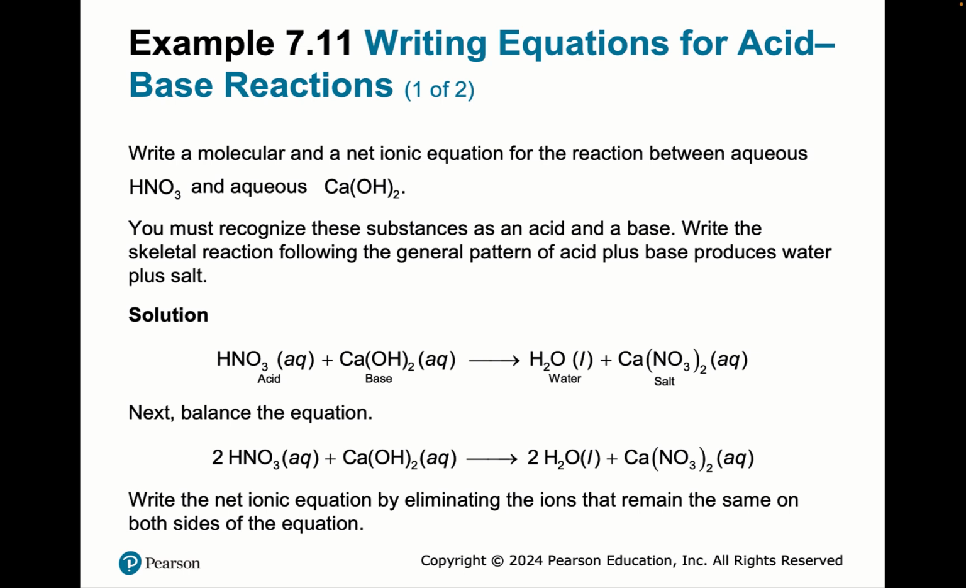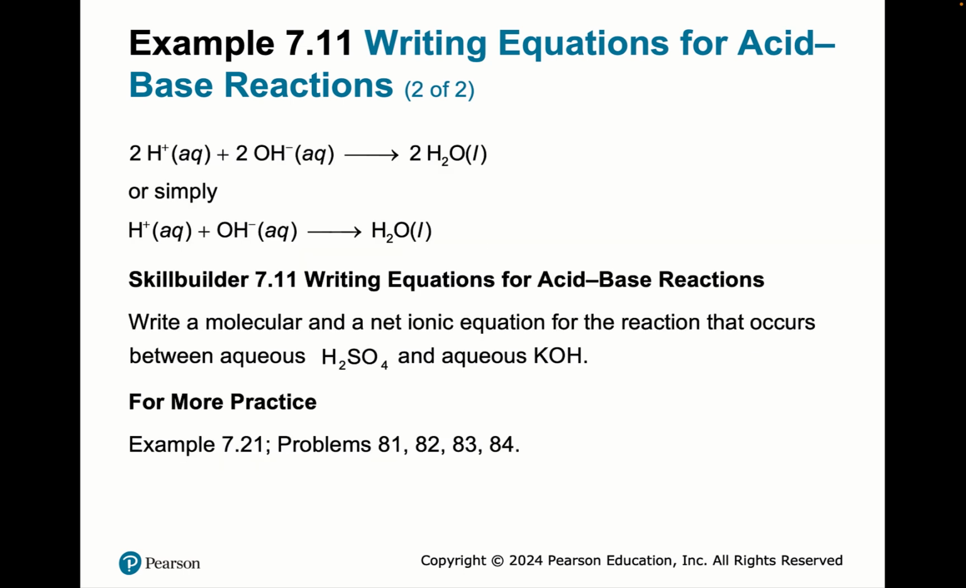Write the molecular and net ionic equations for the reaction between nitric acid and calcium hydroxide. First of all, write the equation: nitric acid plus calcium hydroxide forms water and calcium nitrate. We've got to balance it. There's 1 nitrate on the left and we have 2 on the right, so we need to put a 2 in front of the nitric acid. The calcium is 1 to 1, that's fine. And then the hydrogen is going to add to the OH to form the water, so we have to have 2 waters there. So balance the equation.